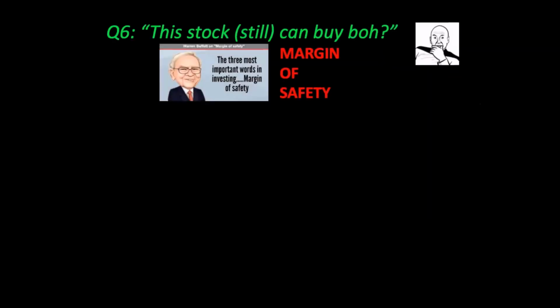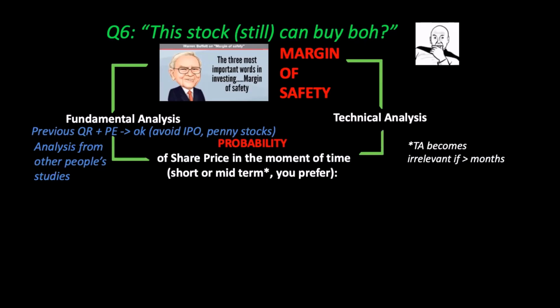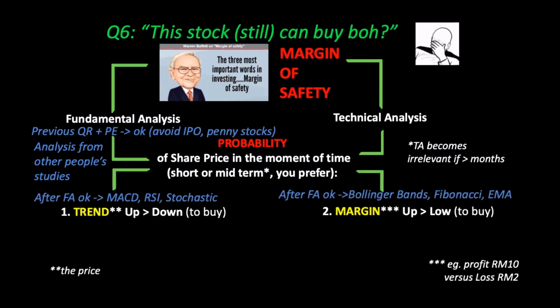So this is how you can buy stocks. This is the most important slide. I think I still got 5 minutes. This is the most important slide. So asking this question, first you have to use fundamental analysis using their previous quarterly reports, the basic one, the profit and PE ratio analysis from other people. Then also technical analysis to see what is the probability of the share price at this moment to increase or reduce. Based on the first one, using MACD, RSI, Stochastics, the trend, to see the chances for the price to go up, is it higher than going down, for us to buy. And also using Bollinger Band, Fibonacci, EMA, to see the margin.